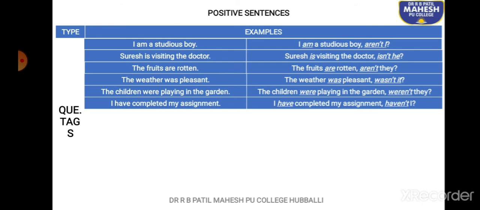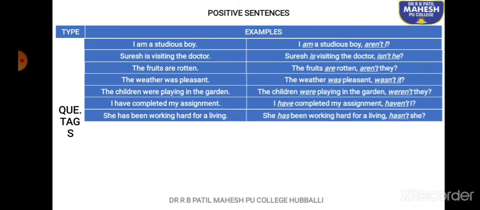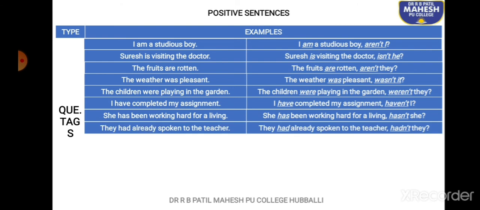I have completed my assignment. I have completed my assignment, haven't I? She has been working hard for a living. She has been working hard for a living, hasn't she? They had already spoken to the teacher. They had already spoken to the teacher, hadn't they?